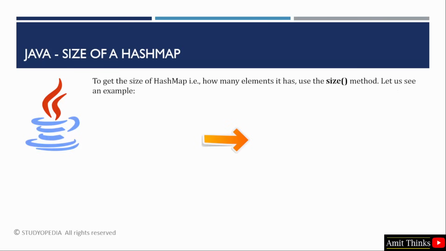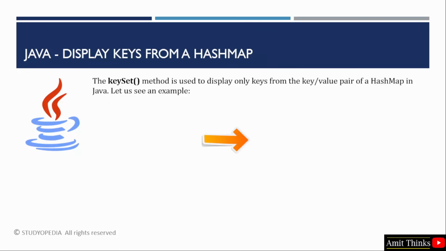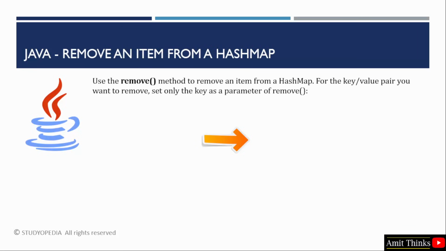In the next example, we will see how to get the size of a hash map using the size method. Then we will display only the values from a hash map. I hope you remember what is a key and value in hash map. To get the values, we will use the values method. In the next example, we will only get the keys using the keySet method. Then in the end, we will use the remove method to remove an item from a hash map.